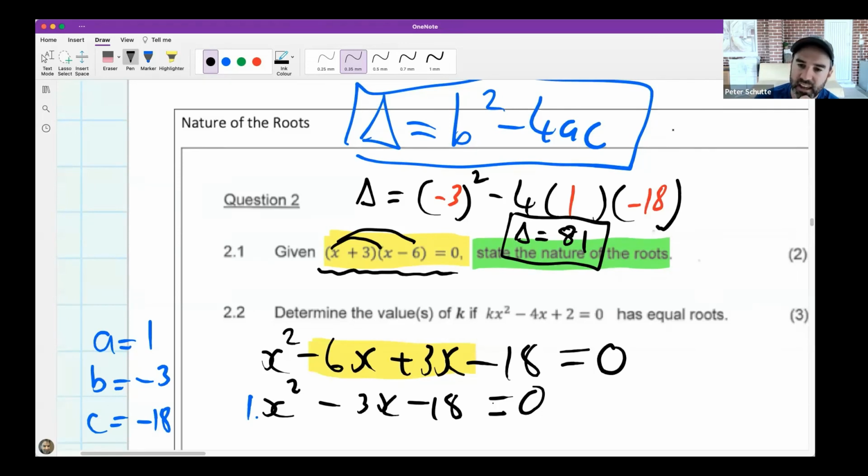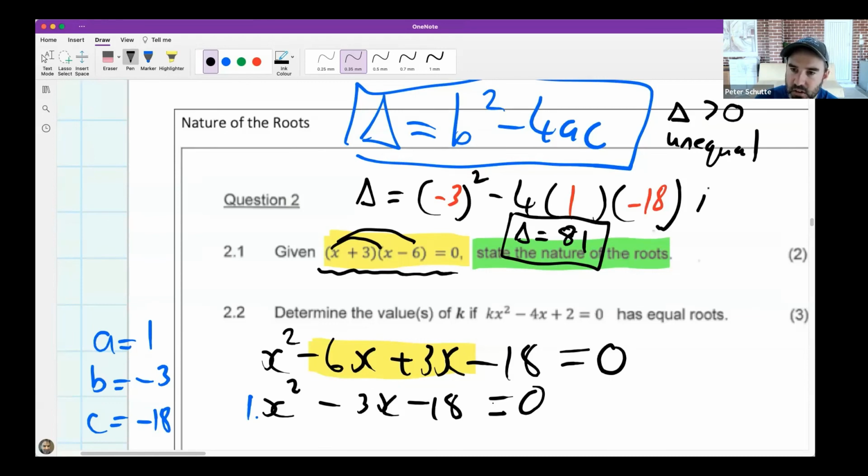Now, if delta is greater than 0, then the roots are unequal. So are my roots of this equation unequal based on my delta value? Okay. It looks to me like, okay, Cameron, I would disagree. I think delta is greater than 0, and so they would be unequal. Yeah, okay.